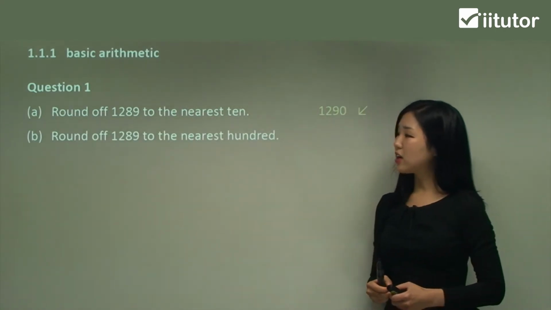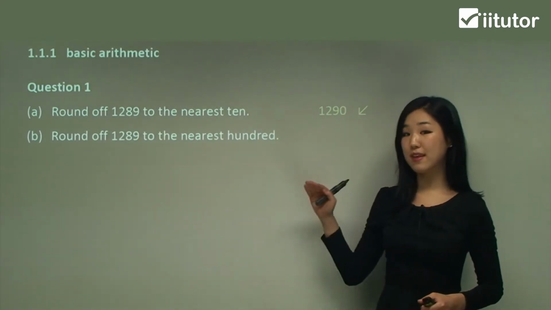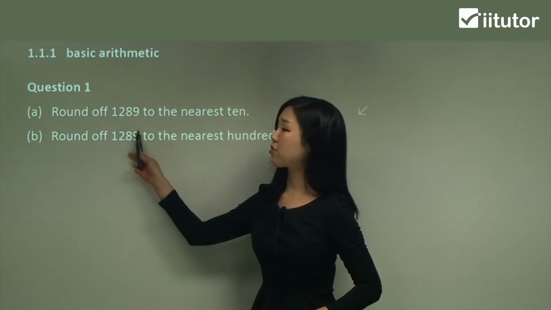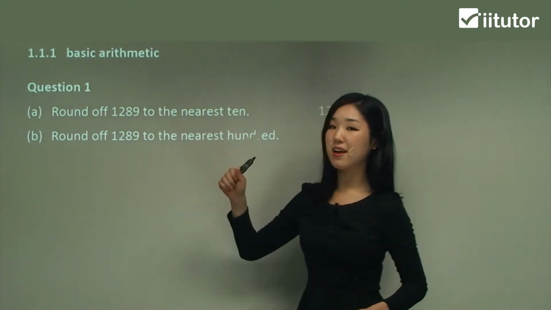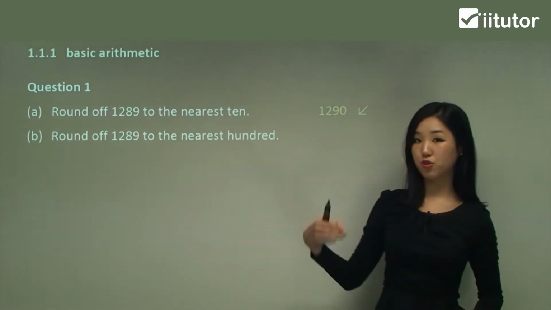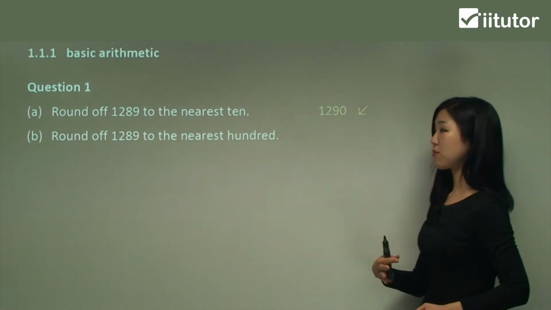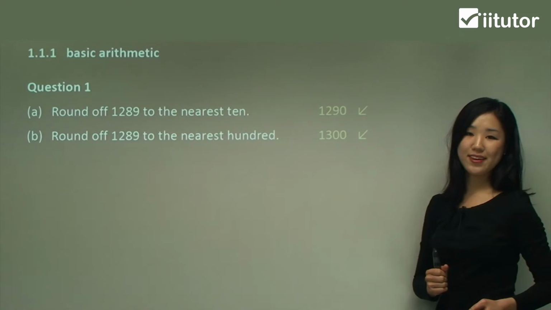Now B, round off this one to the nearest 100. So it's the same number, but we look at the last 3 digits, yeah? So 289, is that closer to 300 or 200? It's definitely going to be 300, so we write our answer like this.